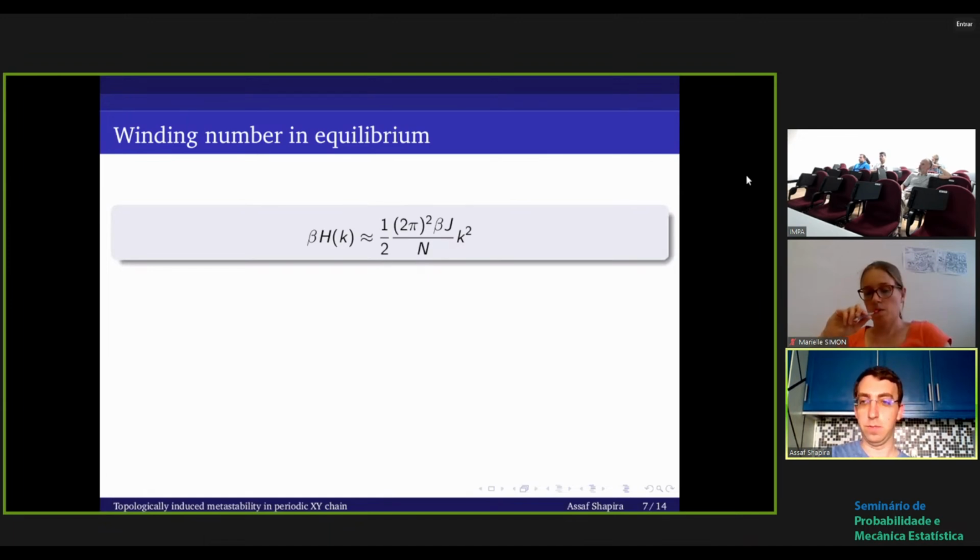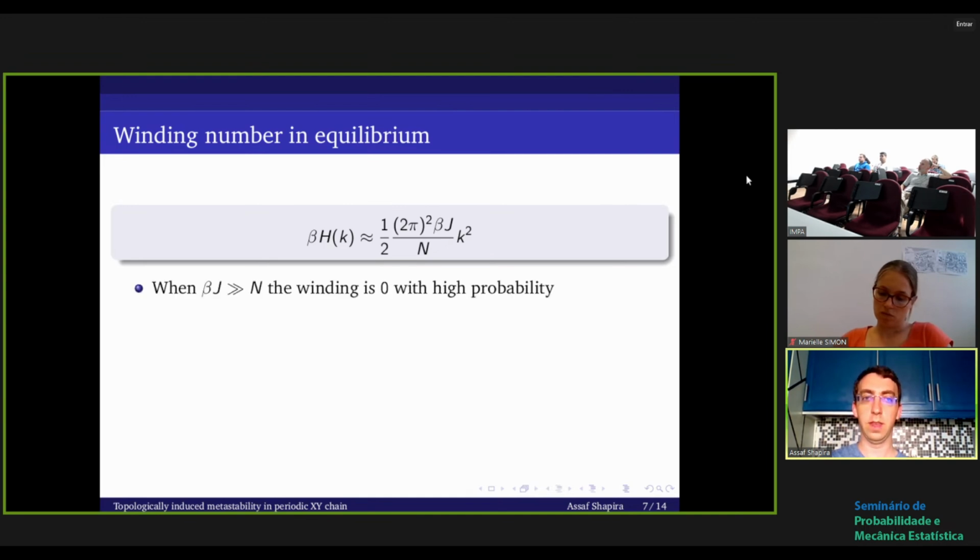Okay, so I'm writing this again here, multiplied by beta, because we have a beta h on the measure mu. If you remember, our equilibrium measure is proportional to exponential of minus beta h, minus this expression here, so 1/2 (2 pi)^2 beta J over n times k squared. And we see that there are two regimes here that interest us.